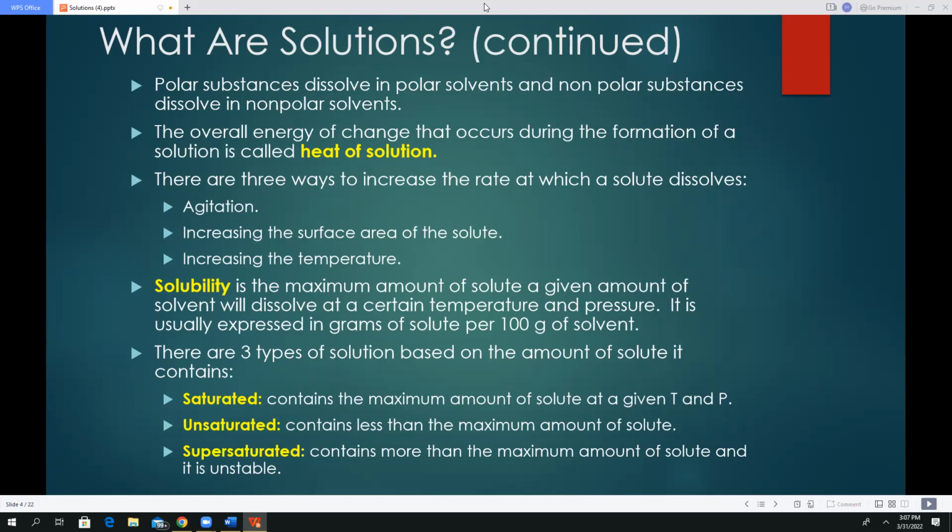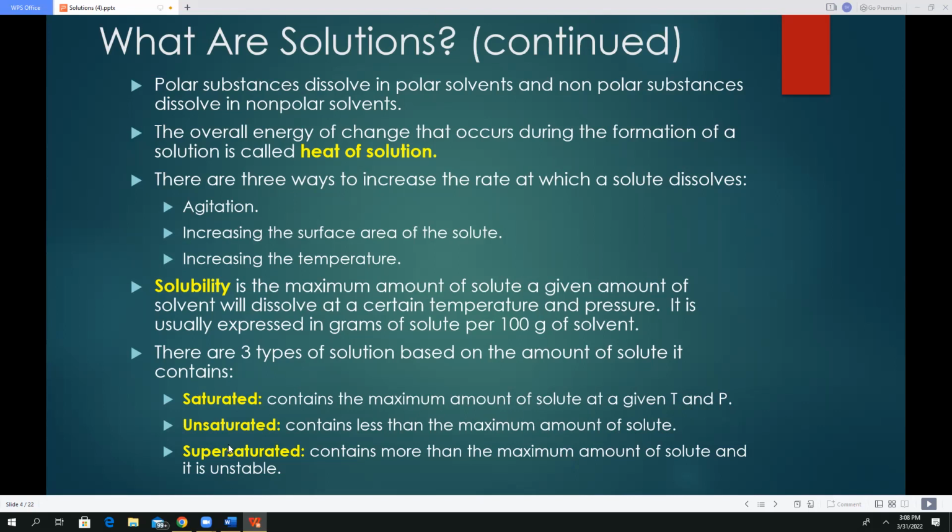And there are three types of solutions based on the amount of solute they contain. They are saturated, unsaturated, and supersaturated. Saturated contains the perfect amount, the maximum amount of solute at a given temperature and pressure. Unsaturated contains less solute than it could take, and supersaturated contains more.